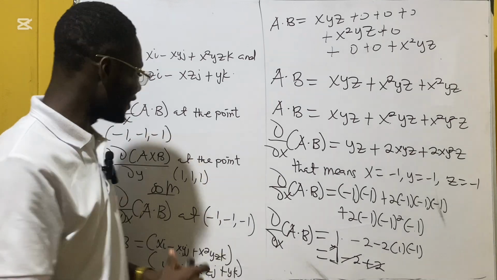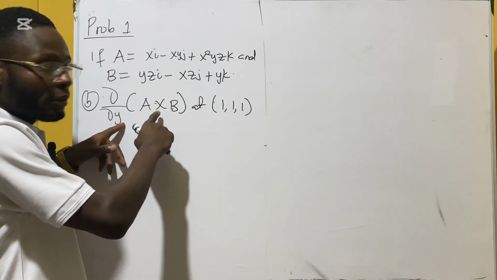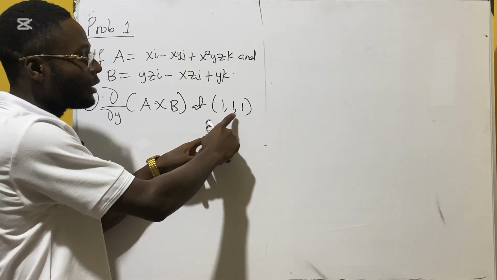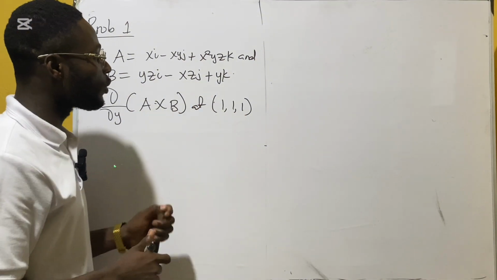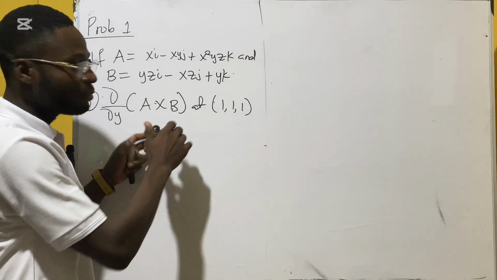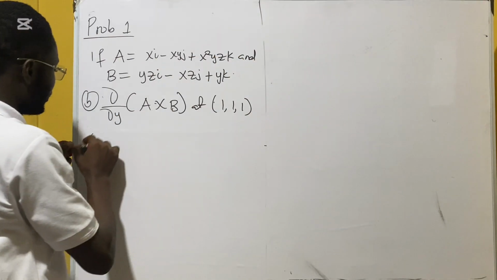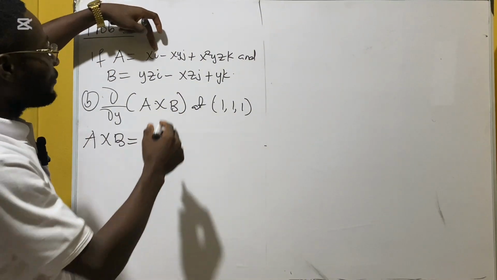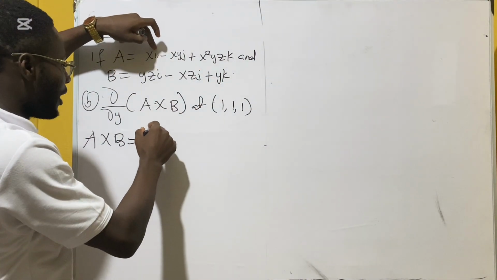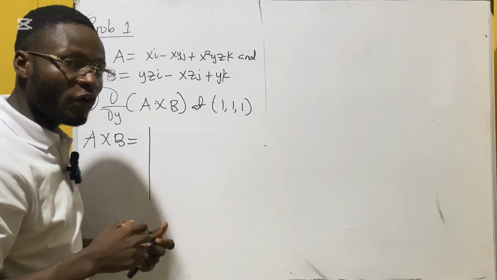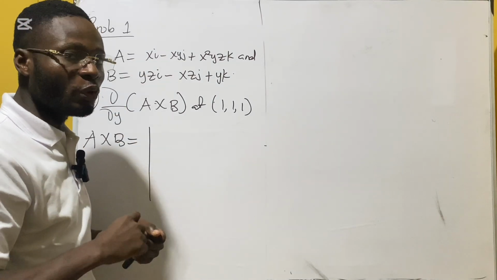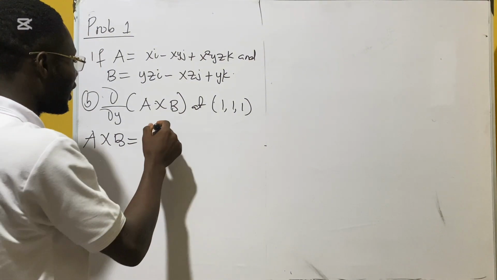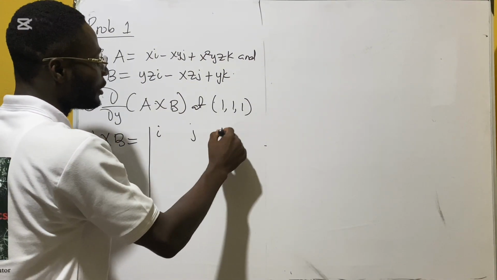That is interesting. So let's do the part of a cross b with respect to y at the points 1, 1, and 1. Okay, so first we have to find a cross b. We have two position vectors, right? So we're going to have our matrix for cross product. Once you hear cross product, begin to think about finding a determinant. Okay, so we're going to have i, j, and k.